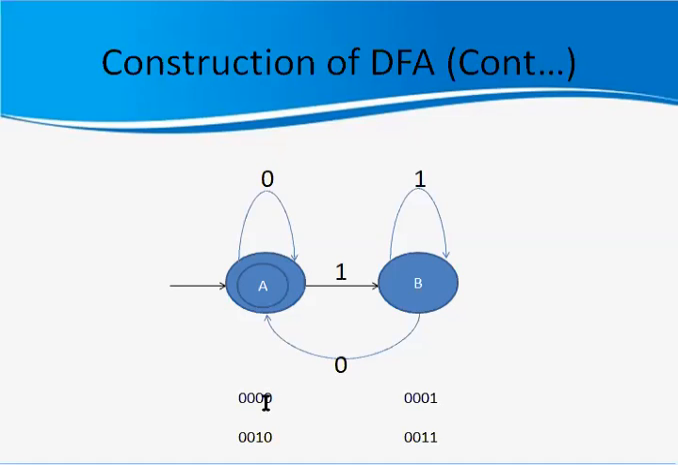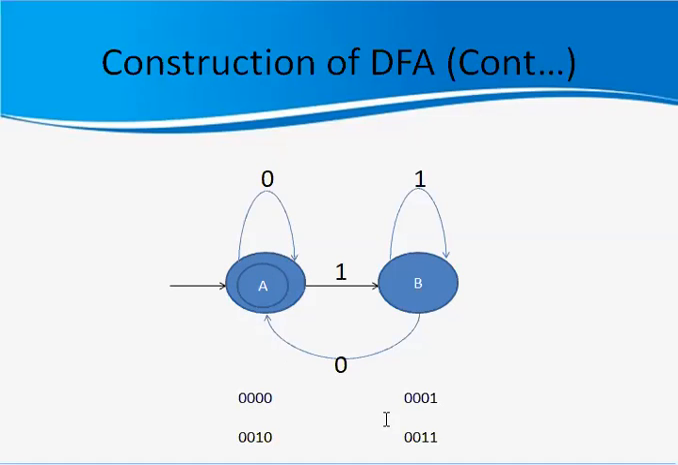So we will check using these input strings. First we will check for the first input, that is 0000. So from state A, on first input 0, our next state will be A. On second 0, our next state will be A. On third 0, our next state will be A. On fourth 0, our next state will be A. So our next state will be A on input 0000, and we have to accept such type of strings. So we have to make this state A final.